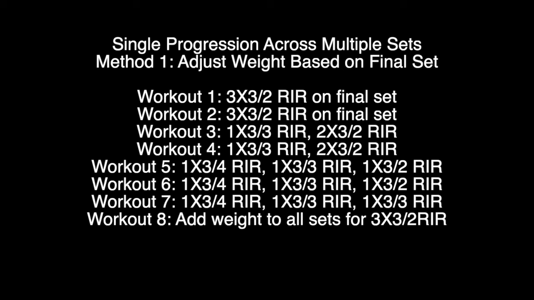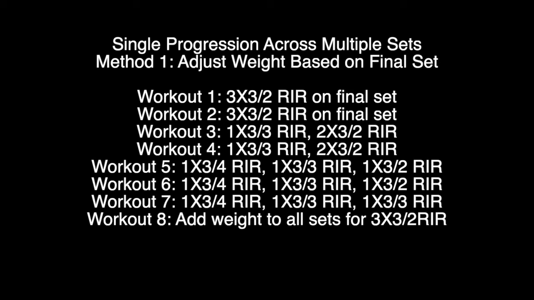And it looks like this. So here's a completely made-up example. So workout 1, you do 3 by 3 at 2 reps in reserve on the final set. That's what you get. Workout 2, the same. Workout 3, that first set's a little bit easier, 3 reps in reserve. Then you get 2 sets of 3 at 2. That ends up repeating.